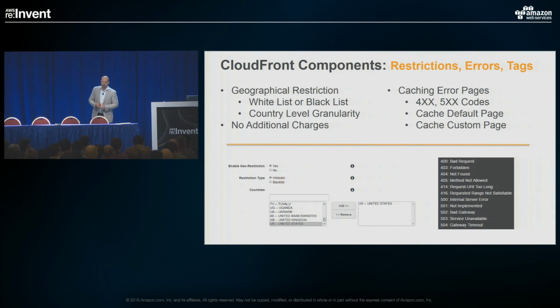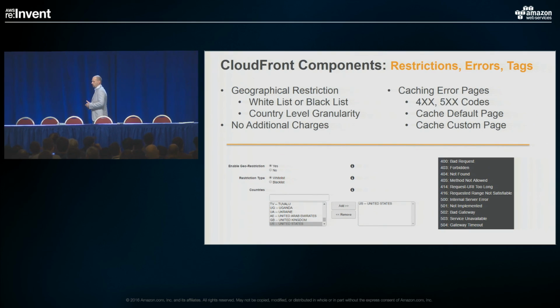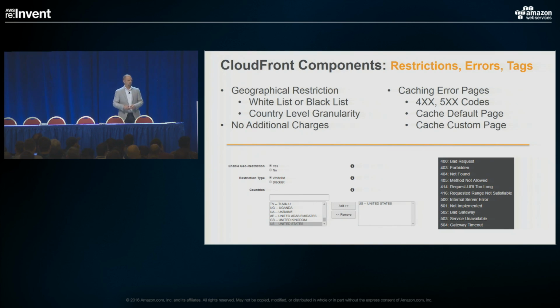Other things that are included in here are restrictions, error pages, and tagging. At no additional charge, CloudFront allows you to restrict access to content based on geography of the requester. We do that on a country by country basis, and in the United States down to a state level. This can be either whitelisted or blacklisted, and this might be because you have a security policy in place, or you only have rights to distribute content to certain locations. You put this in place in a matter of minutes, delivering or restricting content, either whitelist or blacklist.